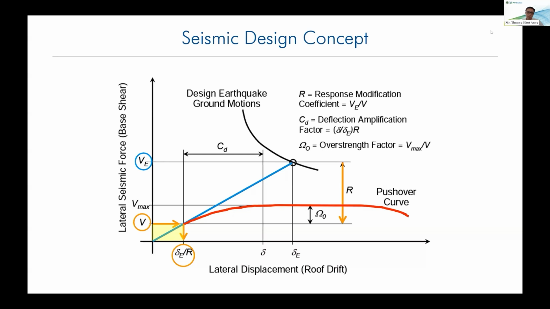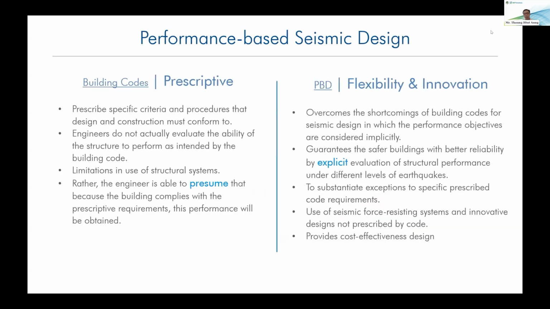We assume that if we design the members for the forces resulting from V and provide the detailing according to the code, our building will not collapse under a strong earthquake, and the building will be serviceable under frequent earthquakes. But we do not explicitly analyze the actual nonlinear response, which is shown in the bubble region. When we go to the performance-based seismic design approach, we can overcome those shortcomings.